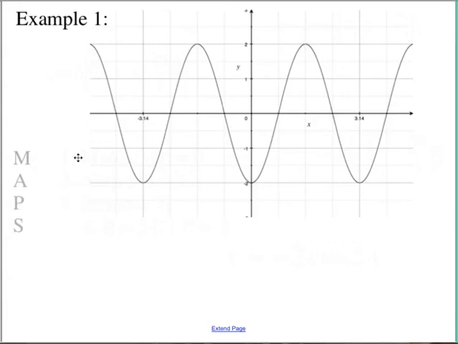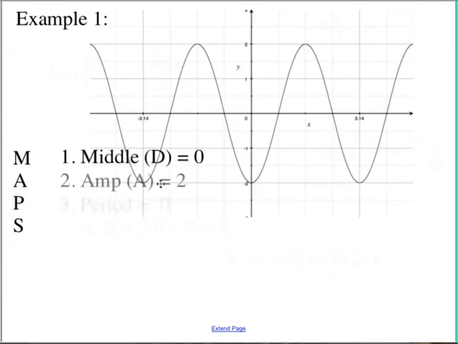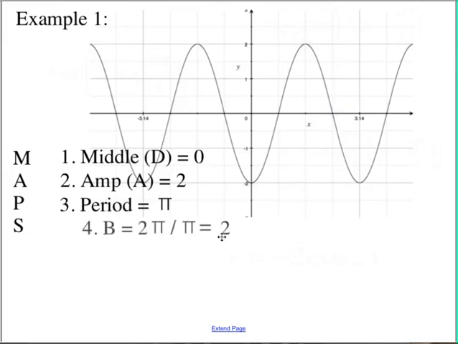So we're going to follow maps. Remember, do the middle first. In this case, the middle is at 0. Amplitude is 2. The period, if you count from minimum to minimum, looks like it's going from 0 to 3.14, which is pi. This is used to calculate b. 2 pi divided by pi is 2. That is our horizontal stretch.